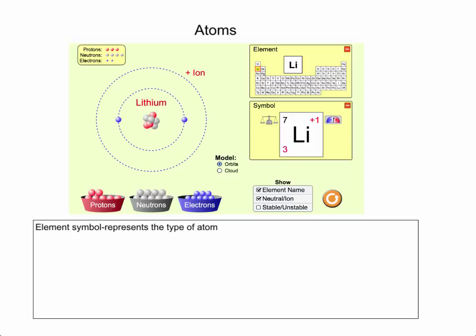The next part of this symbol that we'll look at is this number down here. The number in the lower left corner is known as the atomic number. And if we look at our picture, let's see if we can figure out what it represents. Well, it's the number 3. What do we have 3 of here? Well, we have 2 electrons, 4 neutrons, and 3 protons. So the atomic number represents the number of protons in our atom.